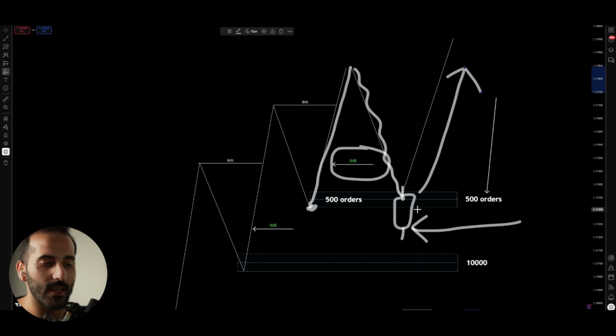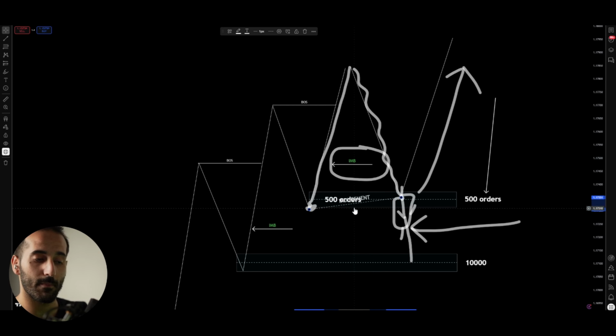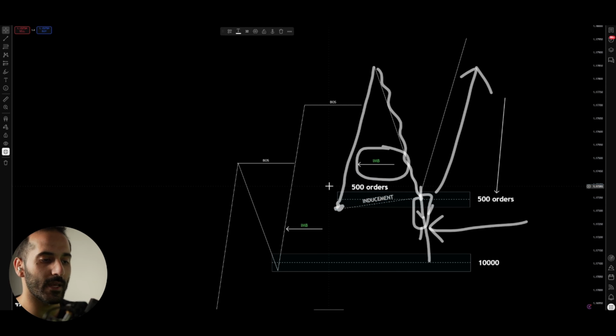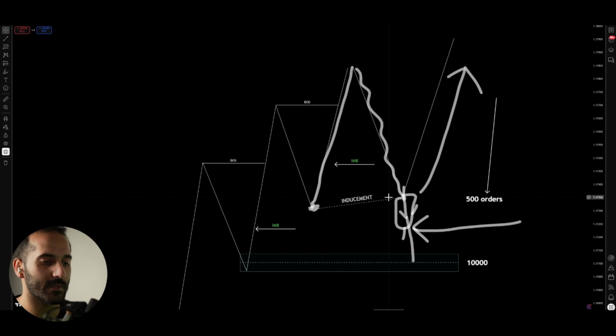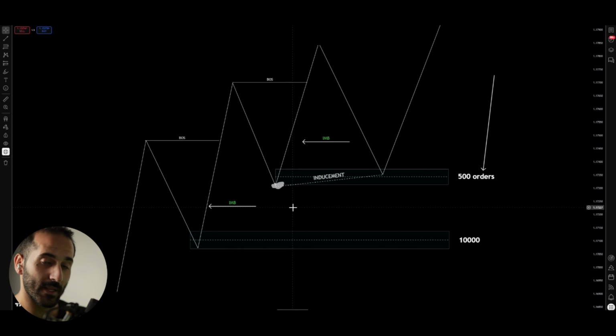So this creates a liquidity pool. This creates a liquidity pool for institutions to move the price further. This is where the inducement happens. I'm explaining very advanced supply and demand concepts. So the lower we buy, the better our position is, and the higher we buy, the better our position is.